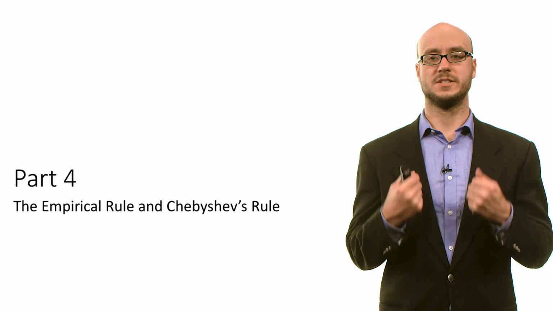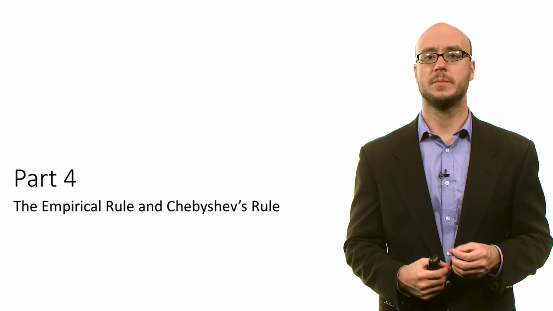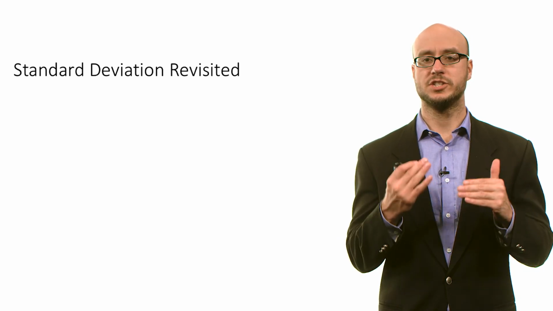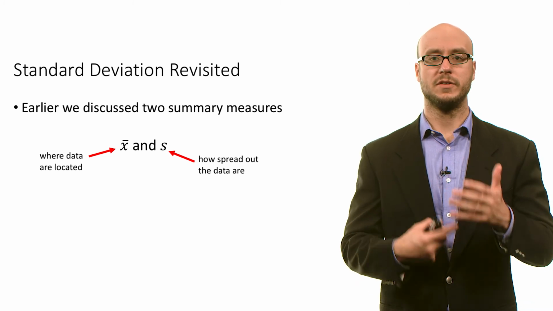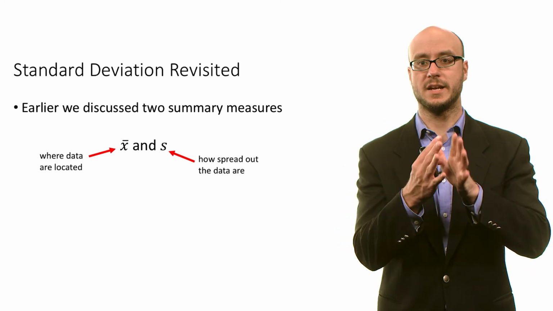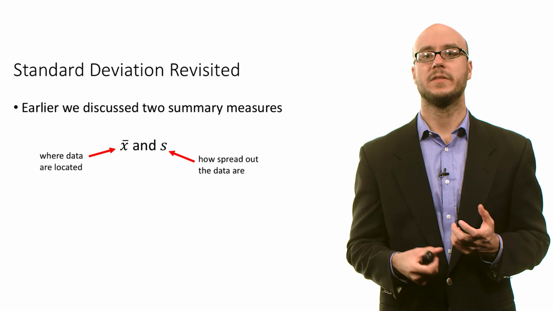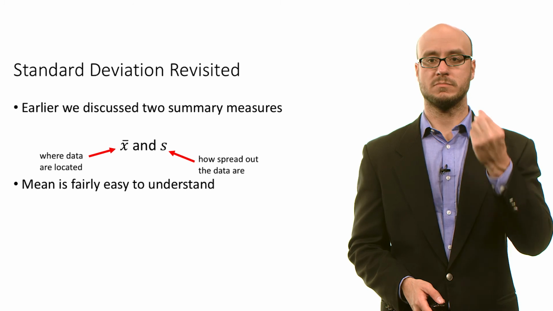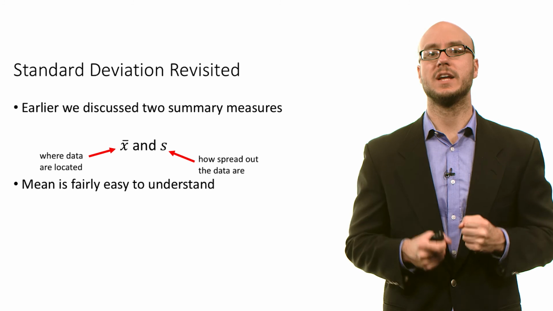For part 4 in our discussion, we shift to this idea of the empirical rule and a related concept called Chebyshev's rule. So let's think about standard deviation again. We can think about a numerical variable having two summary measures that we've talked about. You have a mean, which tells you where the center of the data are located, and then we have a standard deviation. It tells us how spread out the data are. The mean is pretty intuitive for most people, just an average. It's a measure of central tendency. Where's sort of the center of a distribution of data lie?